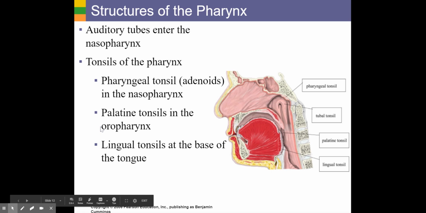Okay. All right, we're going to go and stop there. We'll pick up tomorrow with the rest of the structures for the respiratory system, for the conduction, and then we'll get into a little bit of the respiratory zone as well.